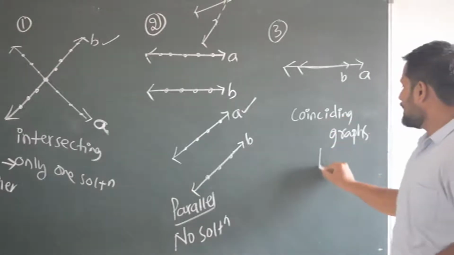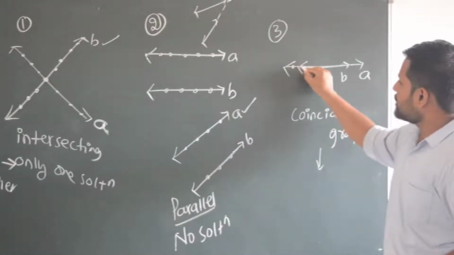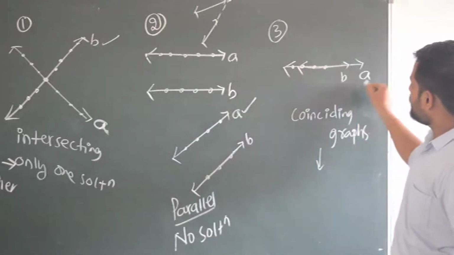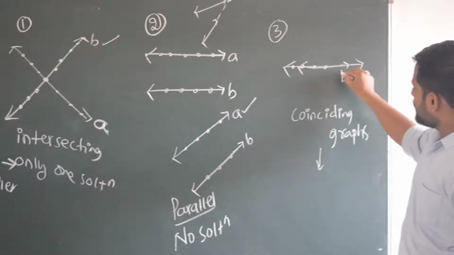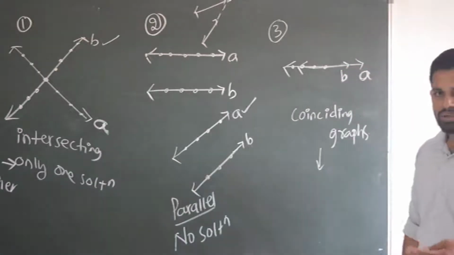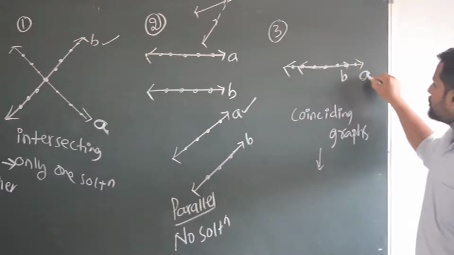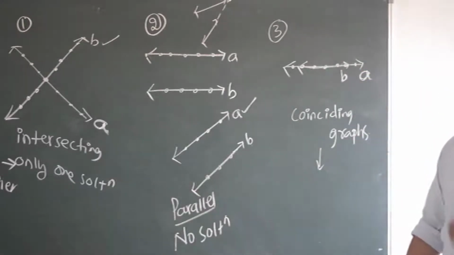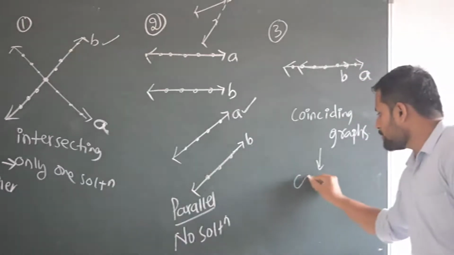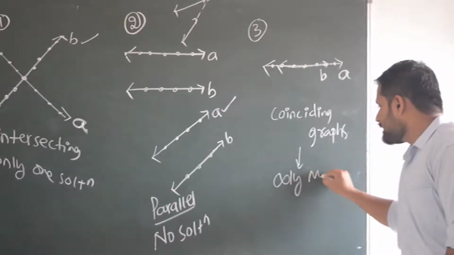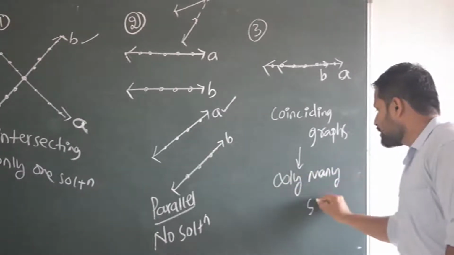Alright, so coinciding means whatever points are there, these are the solutions of equation A and equation B also. Yes or no? Whatever point we are taking, those points are coming on the graph of A also and the graph of B also. That means everything is a solution. So how many solutions are there? Infinitely many solutions are there, dear children. Are you understanding my point?